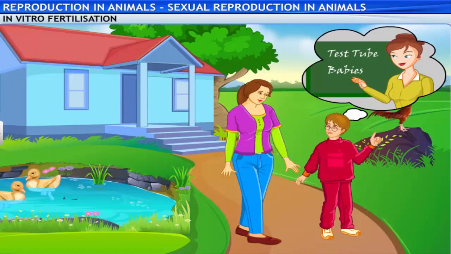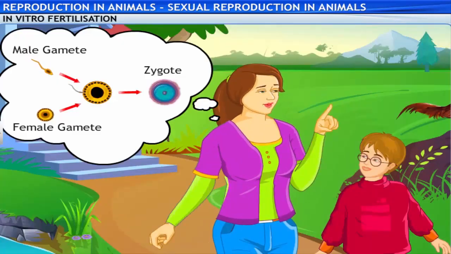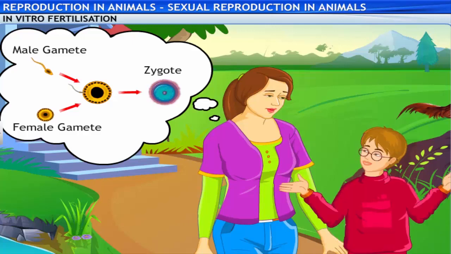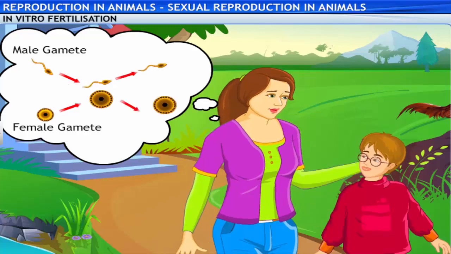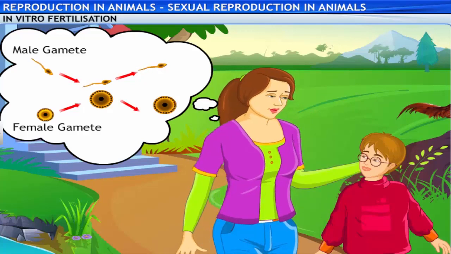The other day my biology teacher was talking about test tube babies. How can babies be made in test tubes? Didn't you tell me that they were made inside the female body? Not quite, Peter. Let me explain to you. Remember I told you that male and female gametes needed to fuse to form the zygote? Yes, I remember. Well, there might be instances where the two supercells or gametes do not fuse.